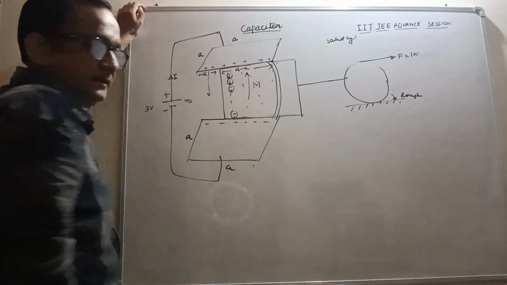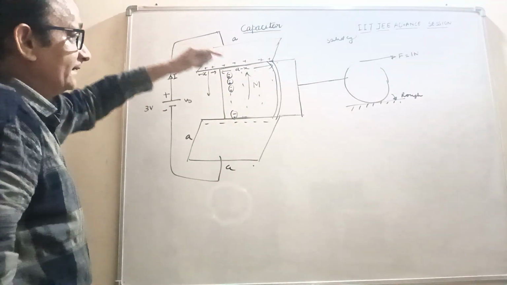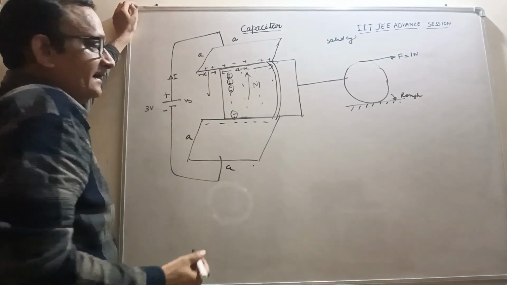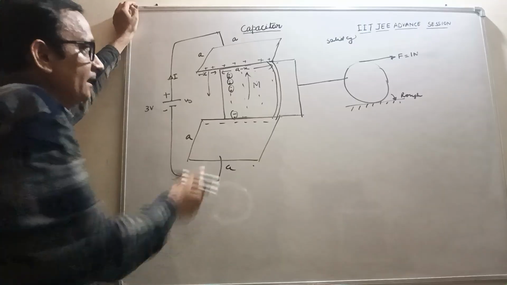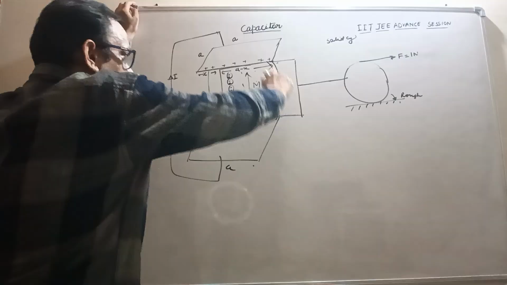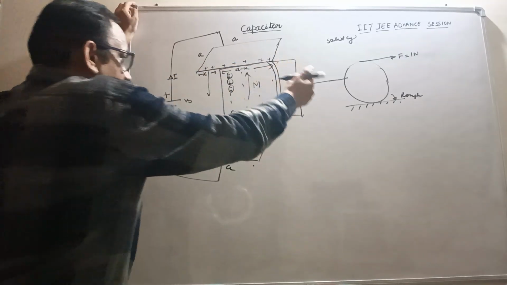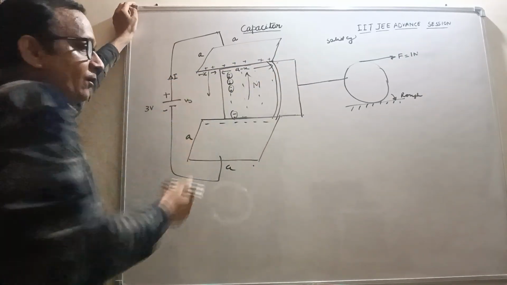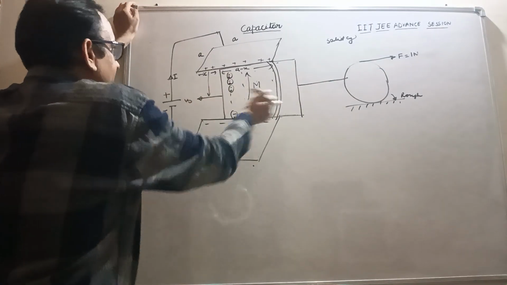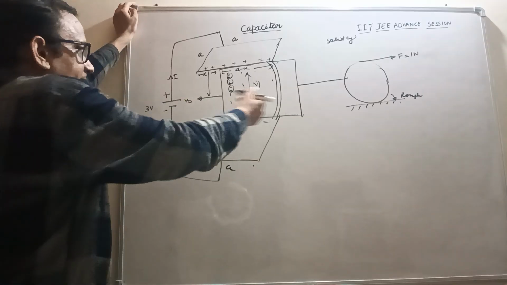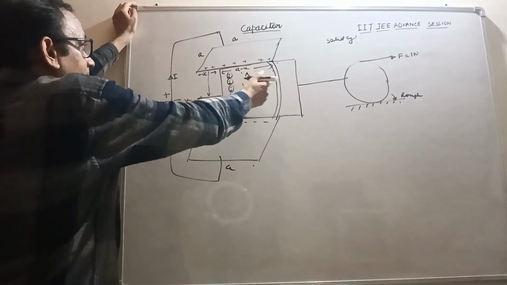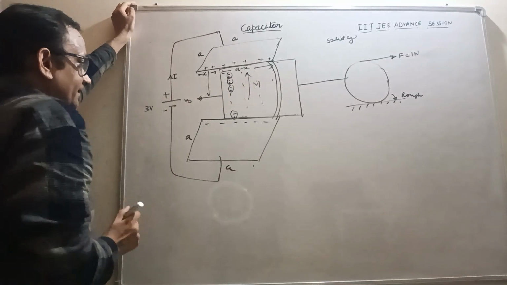So the fringing effect is here. Due to the fringing effect, an inward pulling force acts. The horizontal component of this electrostatic field, which bulges at the edges, provides a horizontal pulling force inside in this direction. So this pulls the dielectric inside this region.